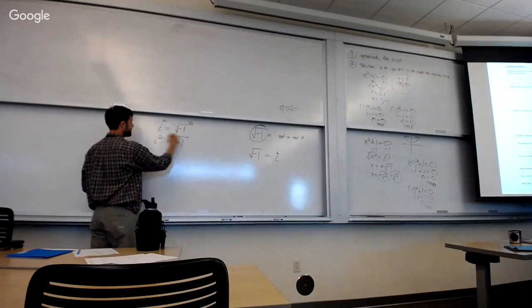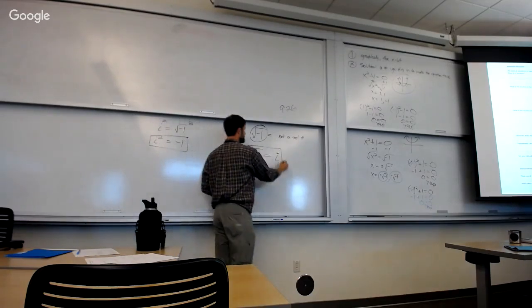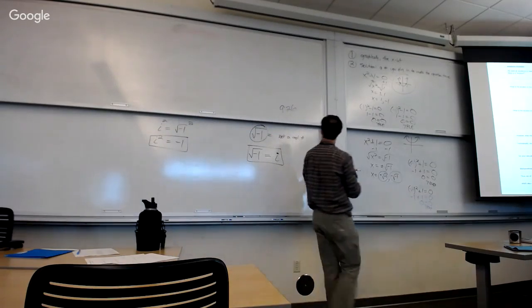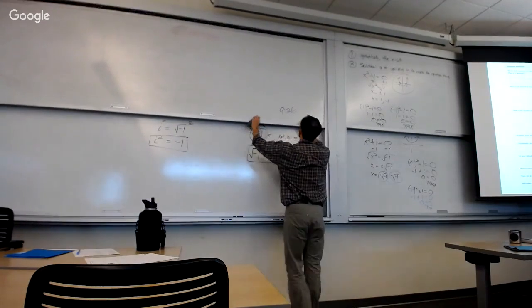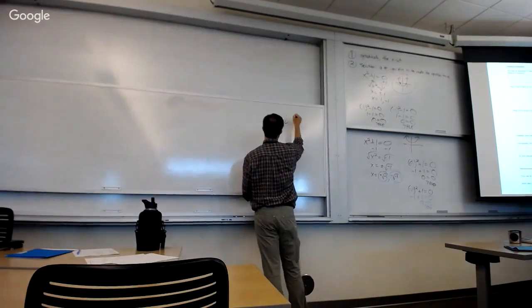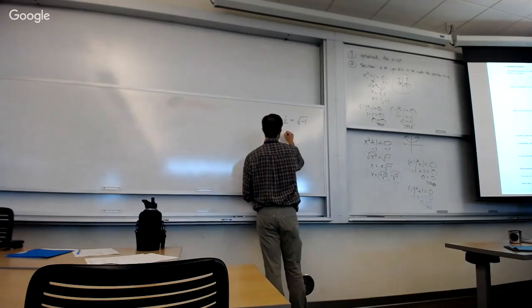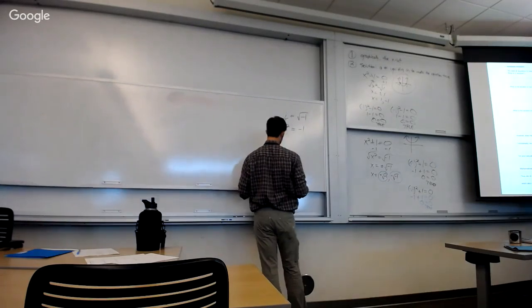Just -1. So these are our two key definitions that we're going to take with us for the rest of this analysis. So I'm going to write it up here nice and big so we all see it. I is the square root of -1, and I squared is equal to -1.